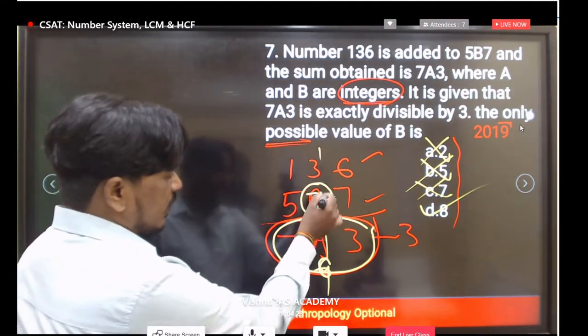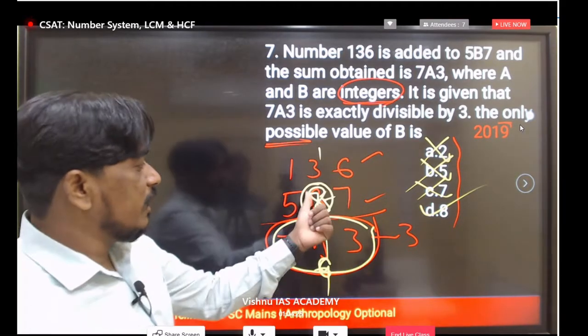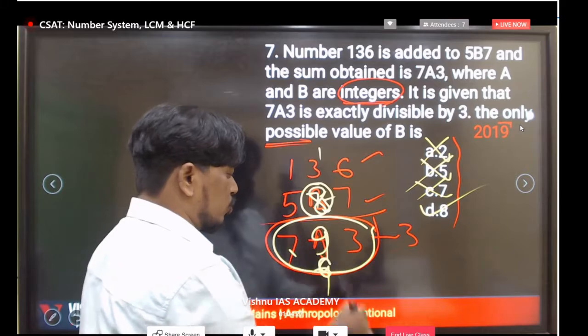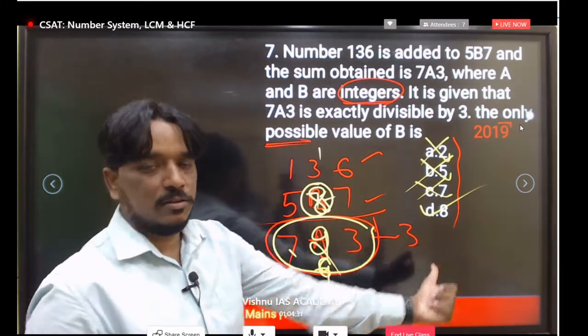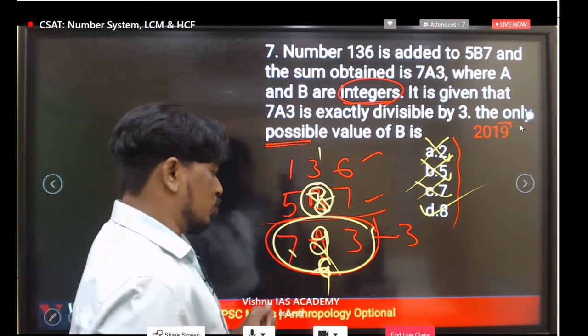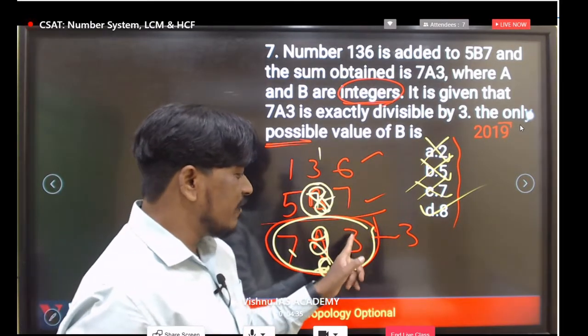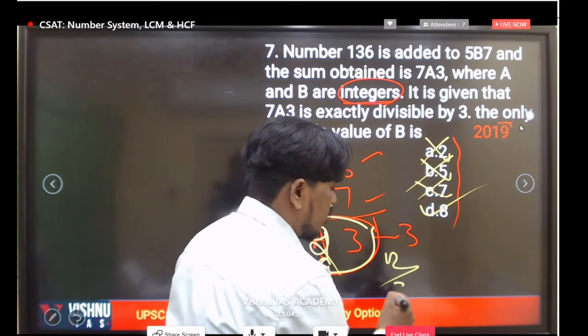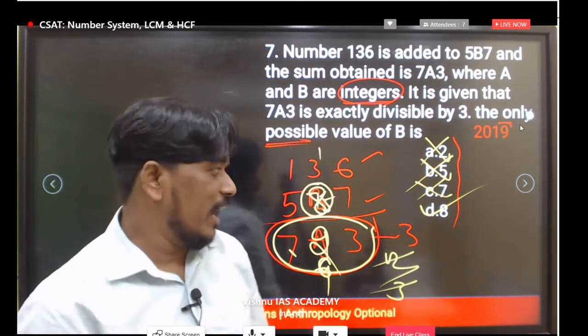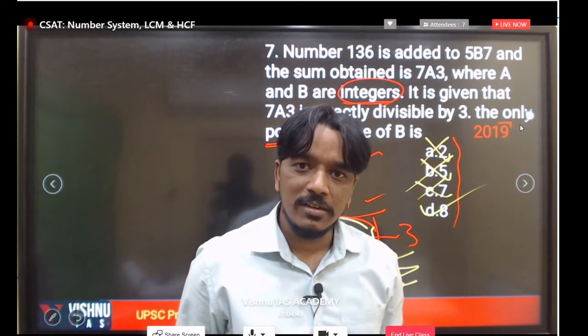We will verify. If you take 8 finally, 8 plus 4, 12, you will get 2. Just focus only on this: is it divisible or not? Clear? So 7 plus 2, 9, 10, 11, 12. Total 12 we are getting. Is 12 divisible by 3 or not? Definitely it is divisible. So the answer is only 8.